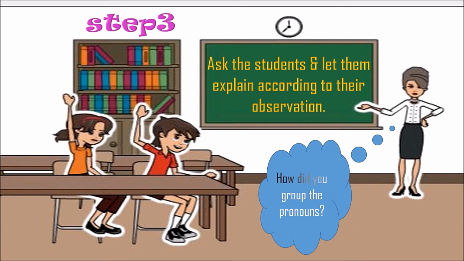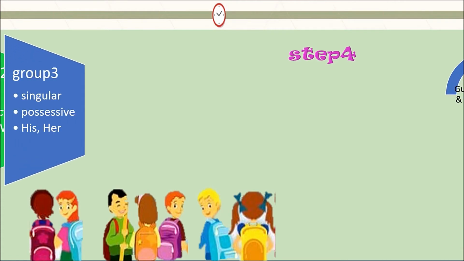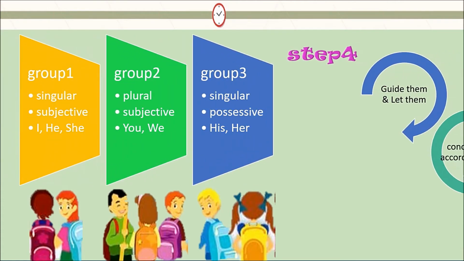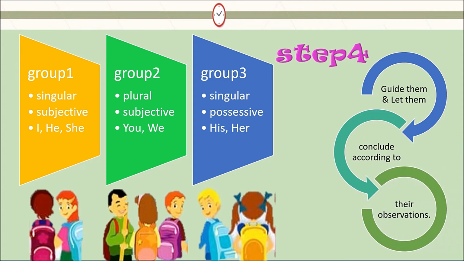The third is the teacher will ask the students how they group the pronouns and let the students explain the basis they used in grouping them. And lastly, let them conclude according to their observations. Guide the students in order for them to arrive at the correct conclusion.